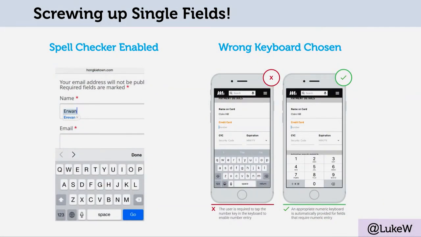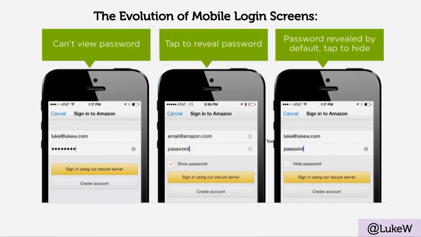But you can screw up single fields as well, and you should go and see Luke's stuff tomorrow if you're around, because I've learned more from reading this guy's stuff about optimizing patterns than anyone else in the world, right? Seriously, go tomorrow, it will be the best few hours that you spend on this stuff. But why are you asking me to fill in my credit card number with an alphanumeric keyboard? Why have you got spell checker turned on in a field where it's just going to annoy me? These tiny bits of frustration are killers for conversion.